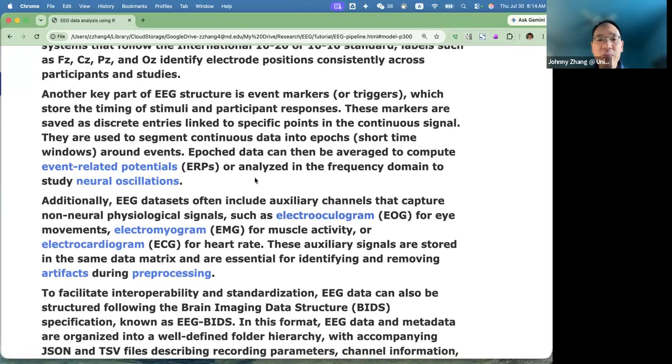Particularly, the epoch data can be combined or averaged to compute something called event-related potential data, ERP data. This ERP data is often used to do more advanced data analysis. Advanced does not mean more difficult; it is about answering a different question than the analysis of the time series of the EEG data.